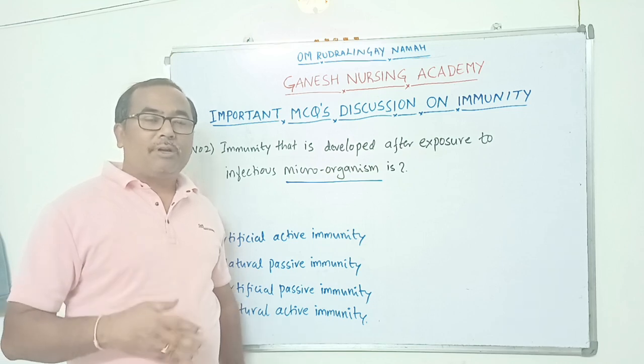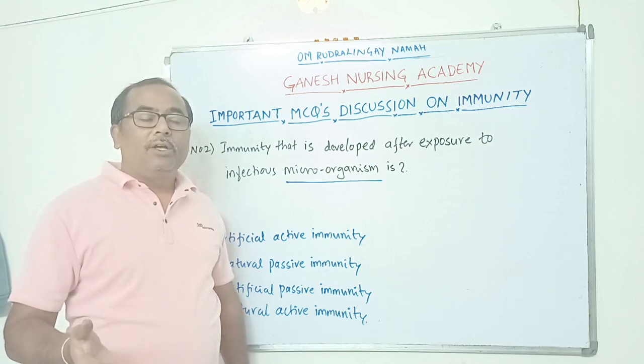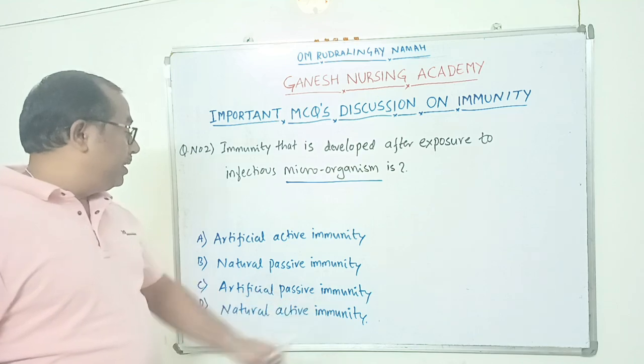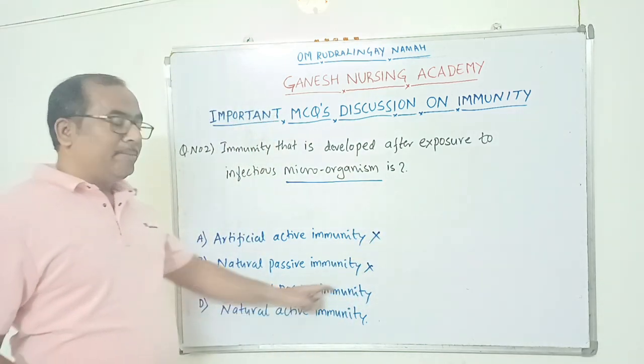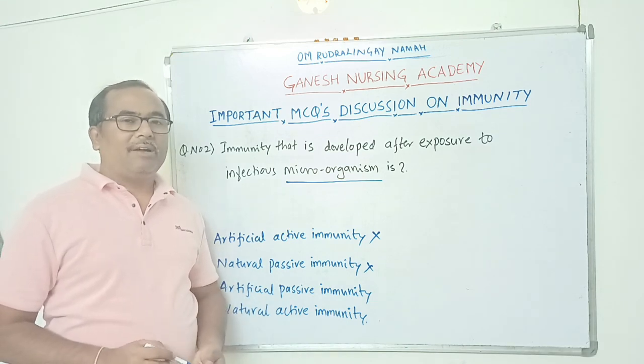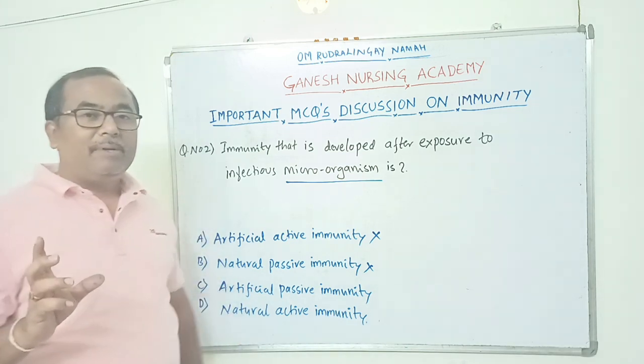So if there is a transmission of immunoglobulins from mother to the baby, this is known as natural passive immunity. So this is also a wrong option. And next one is artificial passive immunity. Artificial passive immunity I have already discussed. Artificial passive immunity means what we do here.